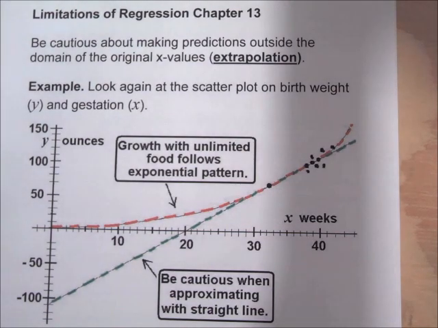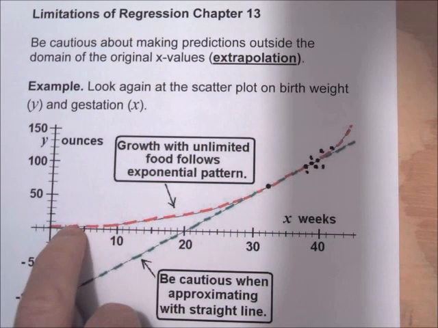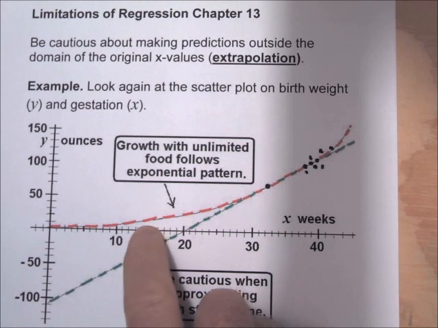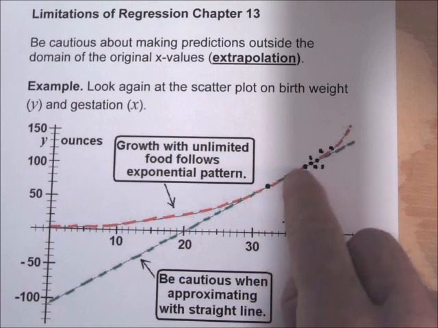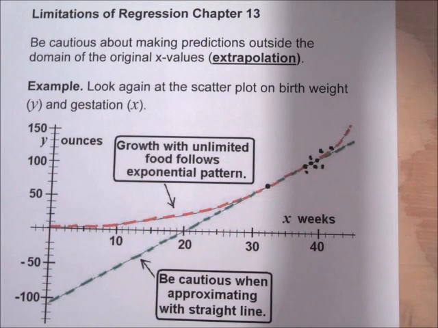growth with unlimited food supply tends to follow an exponential pattern rather than a straight line pattern. And that means for an exponential pattern, the slope keeps getting steeper. Here you have almost slope 0. Here you have a slight positive slope, and here you have a steeper positive slope. So with an exponential type of pattern, the slope keeps increasing over a period of increasing x values.